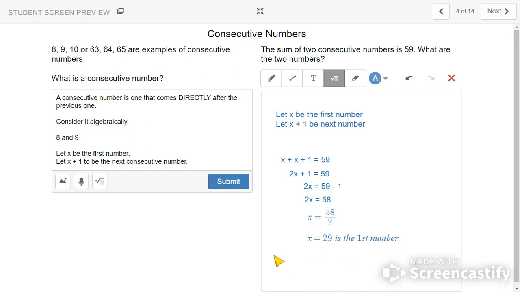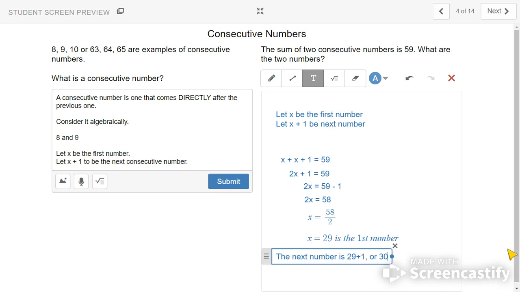So the consecutive number that comes after it would be x plus 1. The next number is 29 plus 1, or we could say 30. So the two numbers that we have here, 29 and 30, when they're added together, we have 59.